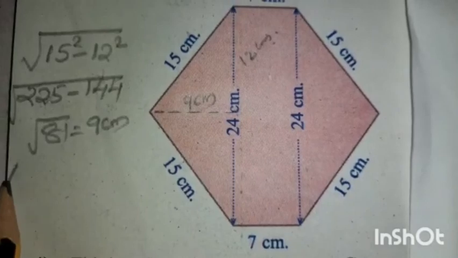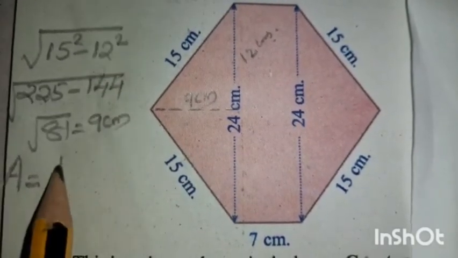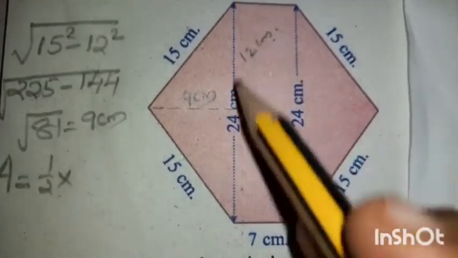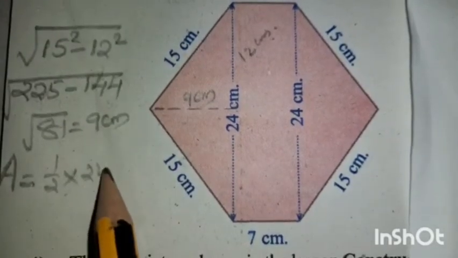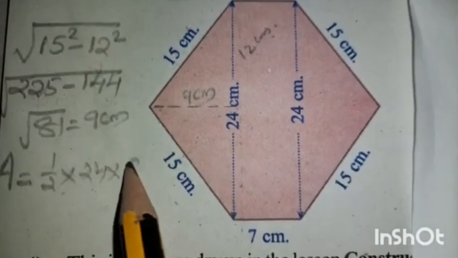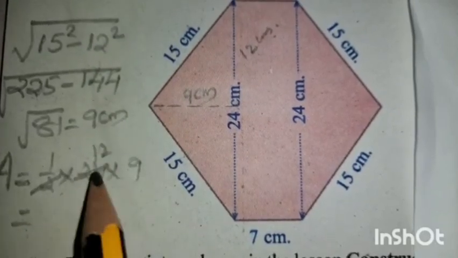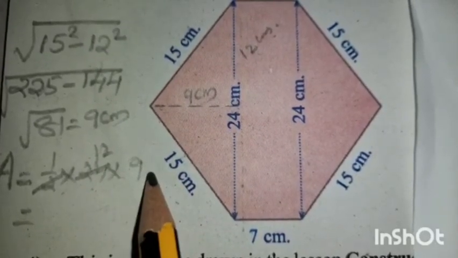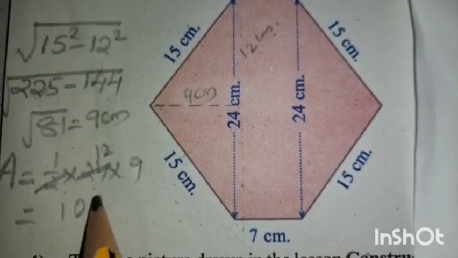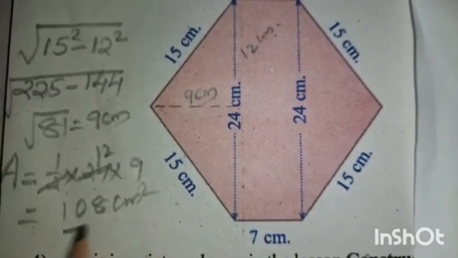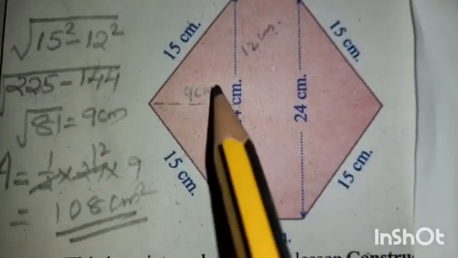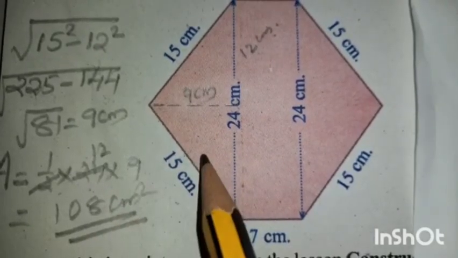So area of triangle is equal to half into base length 24 multiplied by this height 9. 12 twos are 24, so 12 into 9 you have to find out. You are getting 108 centimeter square. So the area of one triangle is 108 centimeter square.